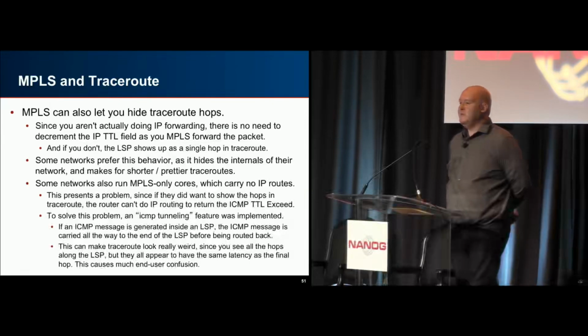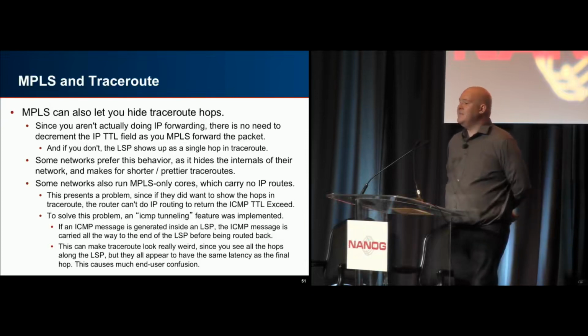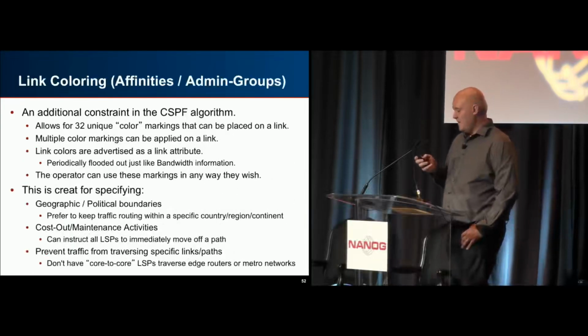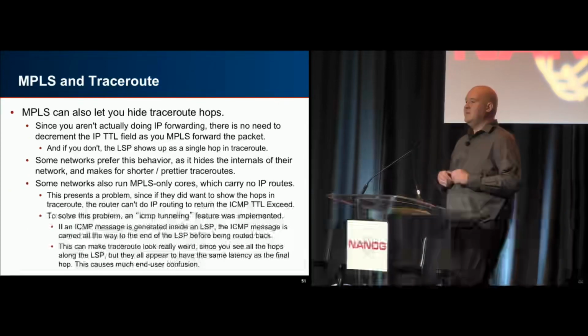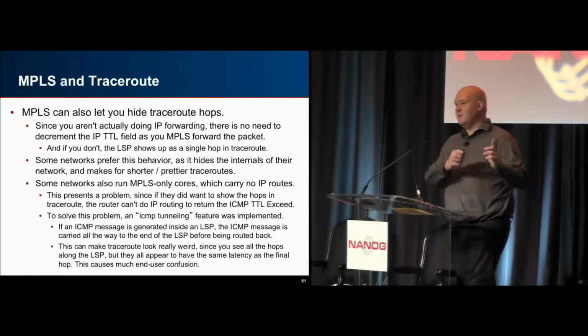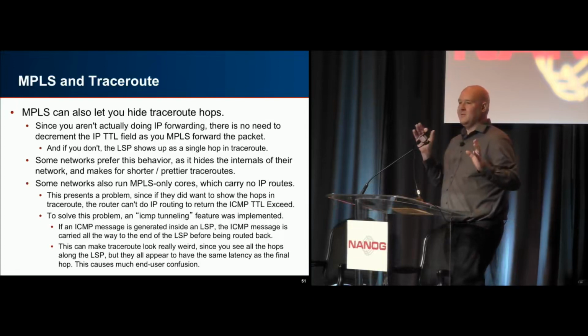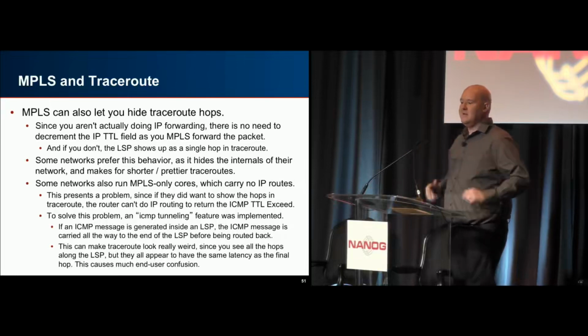So what happens is you tunnel the ICMP message all the way down to the end of the LSP. This has the side effect of making your traceroute look really weird. You see a dozen hops along the way, but you see the same latency value as if it was all the way to the end, and it looks really, really weird. I'm not sure if I have a traceroute talk that has an example of that, but you might see your first hop is San Francisco, and it goes all the way through the country and comes out in New York, and it's 70 milliseconds the entire way through, because what's really happening is the ICMP message is going all the way to the end of the LSP before it ever gets a chance to come back to you.